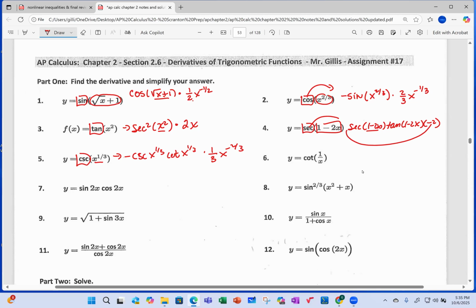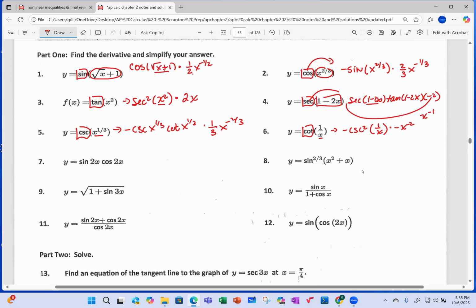We have no quotient, no product. We got a function within a function. The derivative of cotangent is negative cosecant squared. Repeat the inside, but the derivative of this inside, I'm going to make this x to the negative first. No quotient rule, because I can rewrite that as x to the negative first, and now do a power rule, negative x to the negative second.